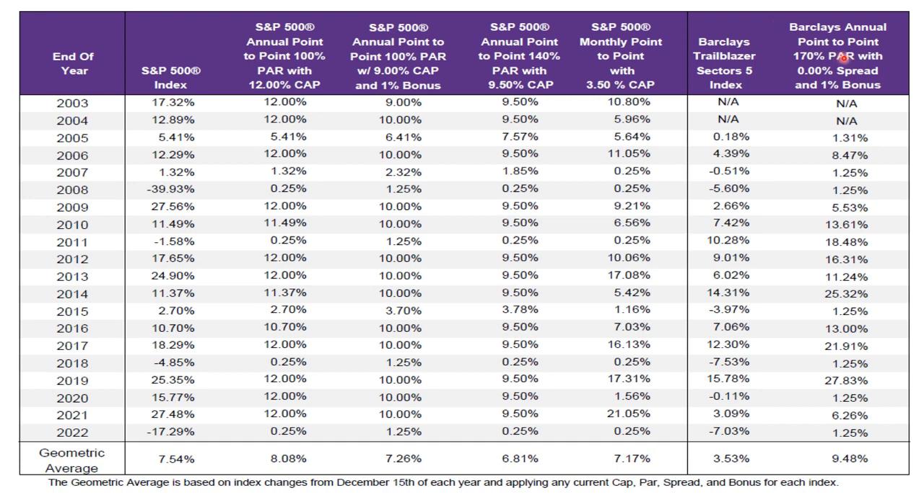But this is just showing you the added bonus of the caps and floors that come with an IUL policy to protect the value of your money. Because as you see, the 7.54% return versus the 8.08% return and the 9.48% return.